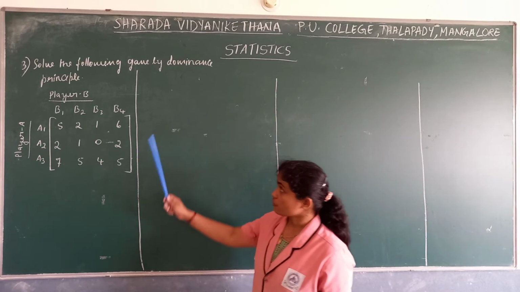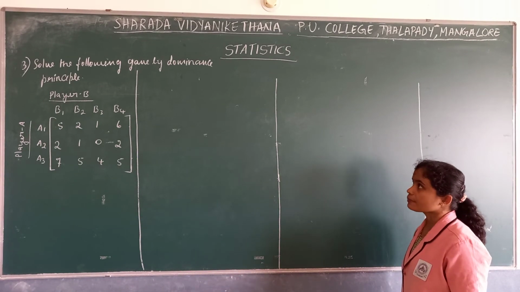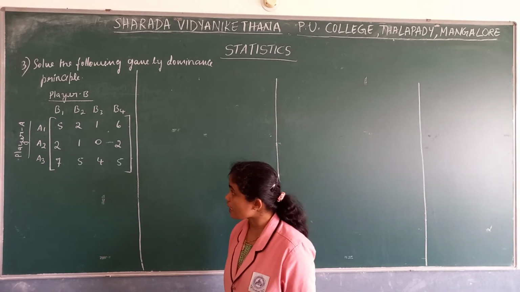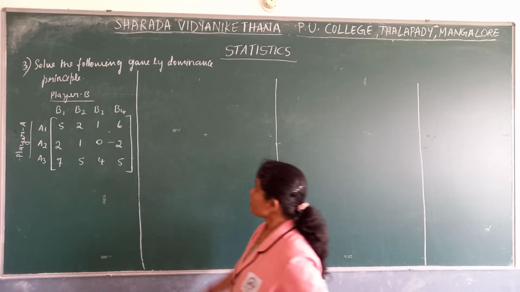Now we'll solve one more problem. Third problem, solve the following game by dominance principle. Now see the problem there. Player B has 4 strategies and player A has 3 strategies. We'll write the solution here.